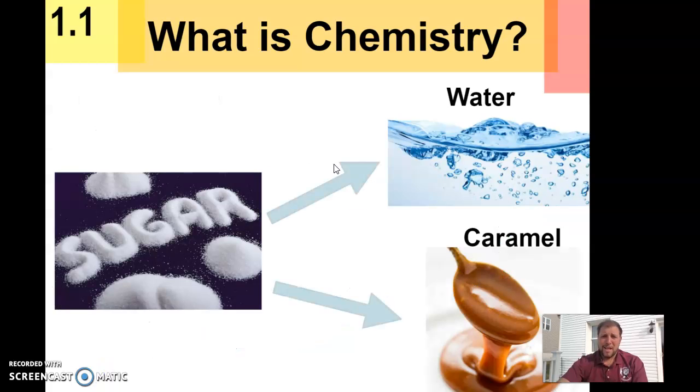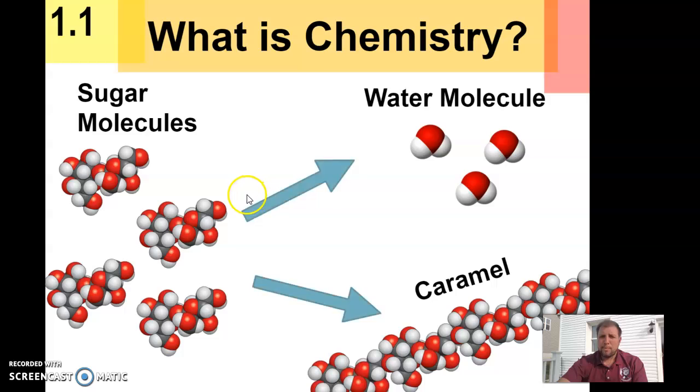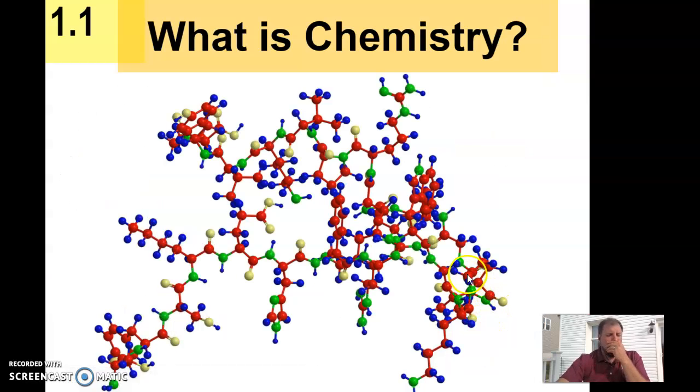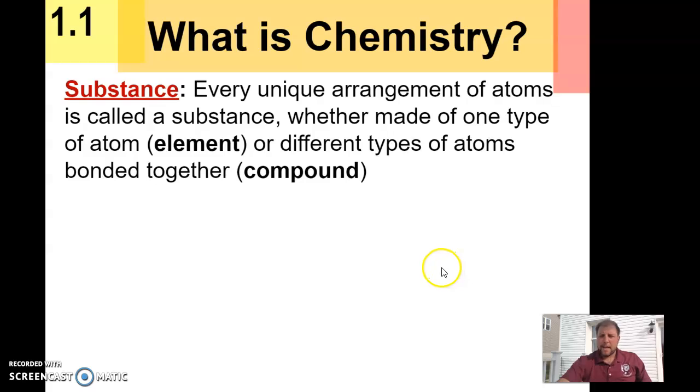And you can also break stuff up in chemistry. If you've ever made caramel, all that's doing is taking sugar molecules, breaking them apart into water, and the leftover pieces connect to make caramel.